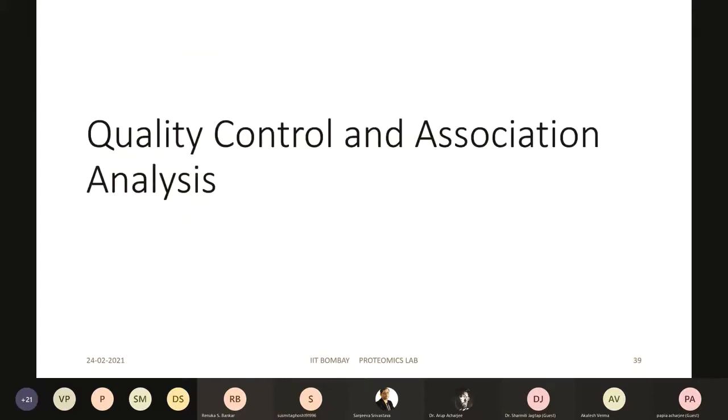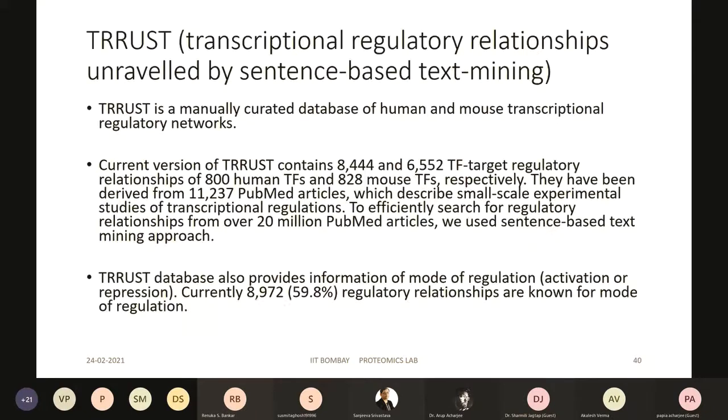Then there is quality control and association studies. So quality control and association is how well your data matches with other datasets available publicly. So one is TRRUST, the transcriptional regulatory relationships unraveled by sentence-based text mining. So this is another manually curated database of transcriptional regulatory networks. Basically, it will tell you what are the transcription factors that can be involved in your particular experimental data. How does it map with the transcription factors that are already present? So you also get an understanding of how this proteome is being regulated at the level of transcriptional regulation.